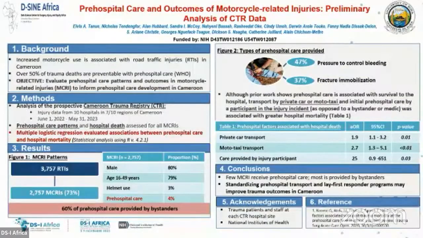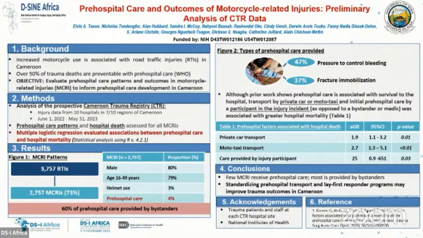We know that there is an increased use of motorcycles as a means of transportation, and this is associated with an increase in road traffic injuries in Cameroon. And according to the WHO, it is possible for over 50% of traumatic deaths to be preventable with effective pre-hospital care. As an objective, we evaluated the pre-hospital care patterns and outcomes of motorcycle-related injuries in order to inform pre-hospital care development in Cameroon, which is presently very poor, as we'll see in the results.